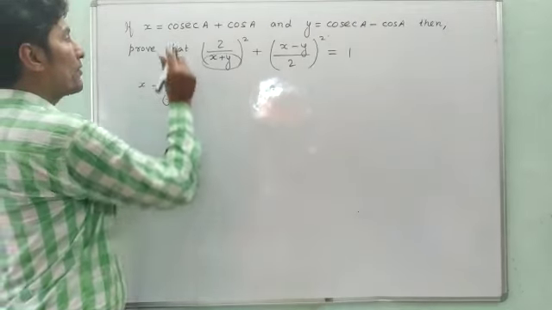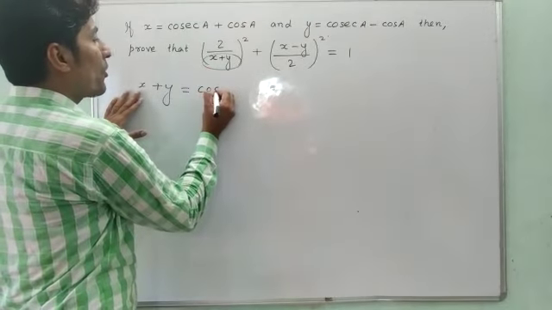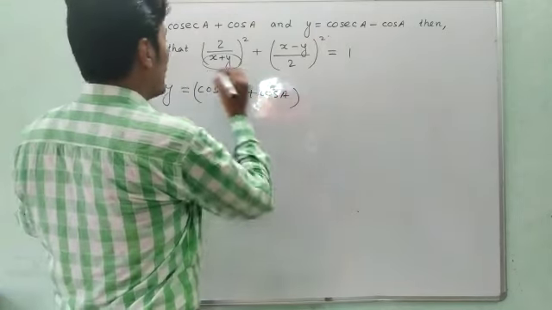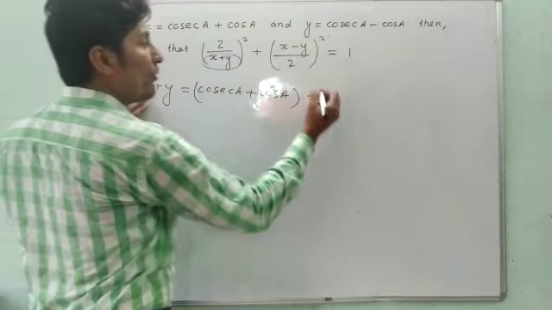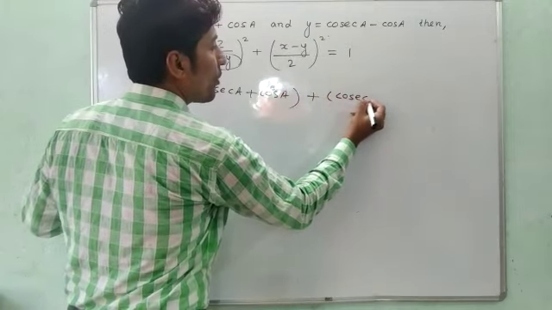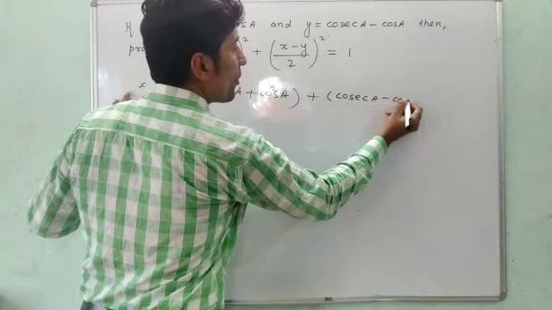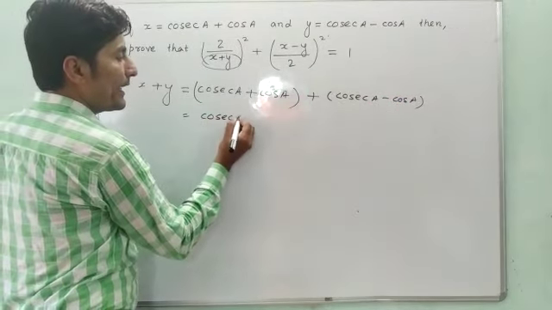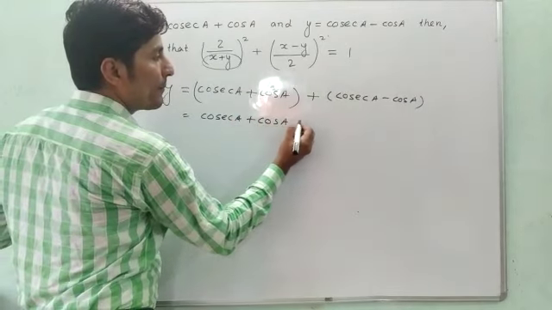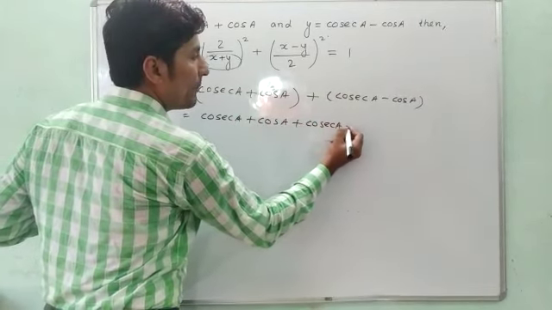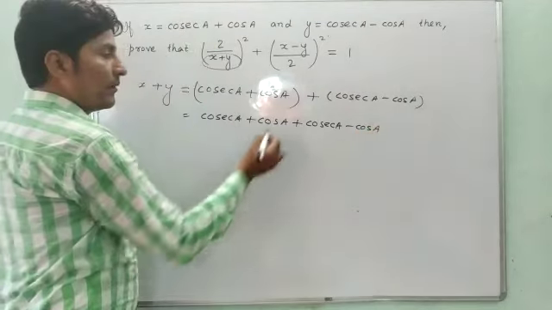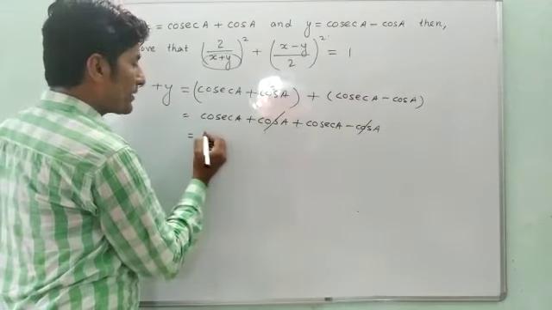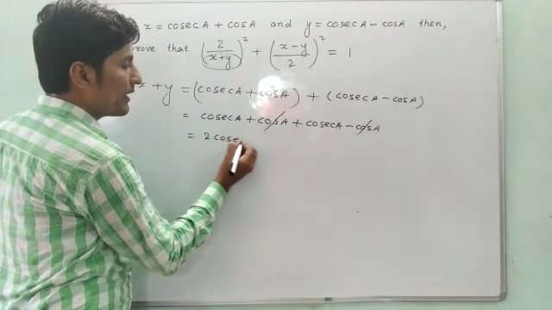x plus y is equal to, we put the value of x, that is (cosec a plus cos a) in the bracket, then plus, then the value of y, that is (cosec a minus cos a). After that we open the bracket. Finally we have cosec a plus cos a plus cosec a minus cos a. Minus cos a plus cos a, both will cancel. Cosec a plus cosec a, we can write here 2 cosec a.